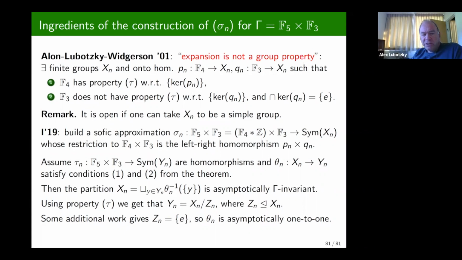Oh, now Martin is here, and he writes in the chat that he can modify his construction to have this property. I see, very nice. Okay, so theta n is asymptotically 1-to-1, and that's it really. I don't think I have anything else, because theta n is asymptotically 1-to-1, and this is where I wanted to get, because this tells you that Xn is a subset of Yn, and you can get a contradiction from what we discussed before. There you go. So I'll stop here, but of course, any questions, I'll be happy to answer.